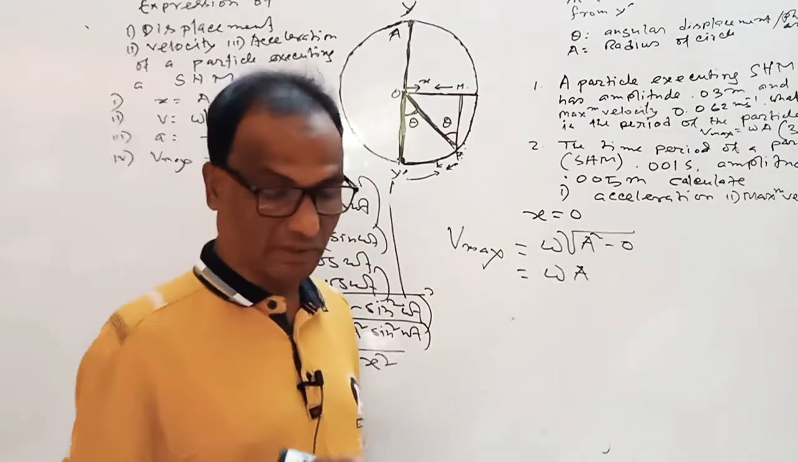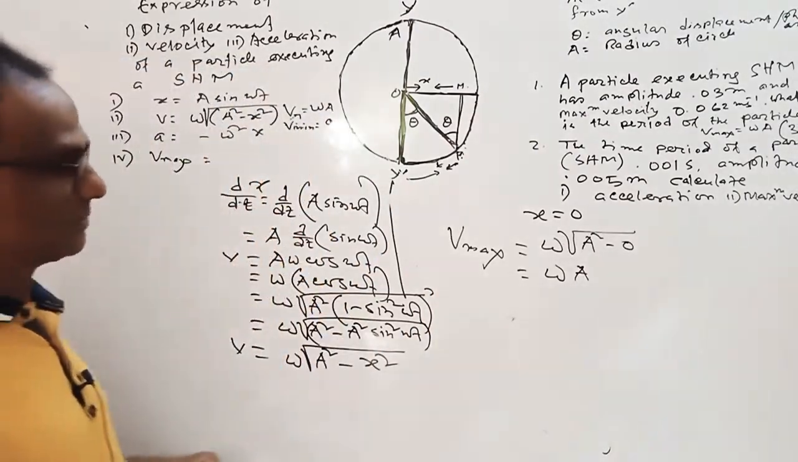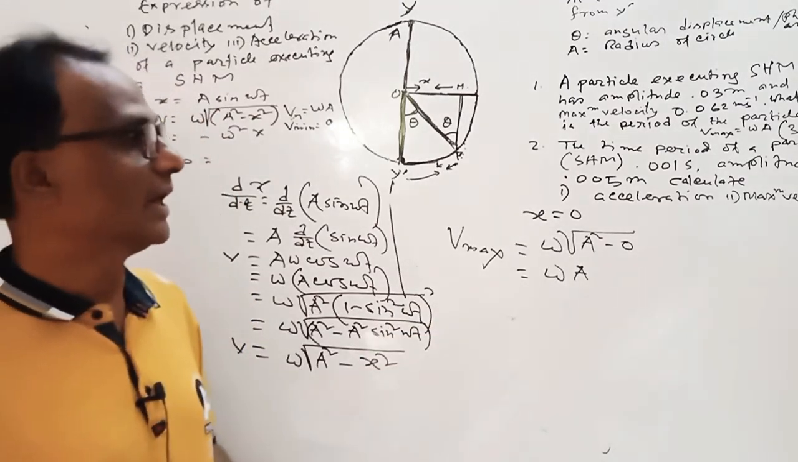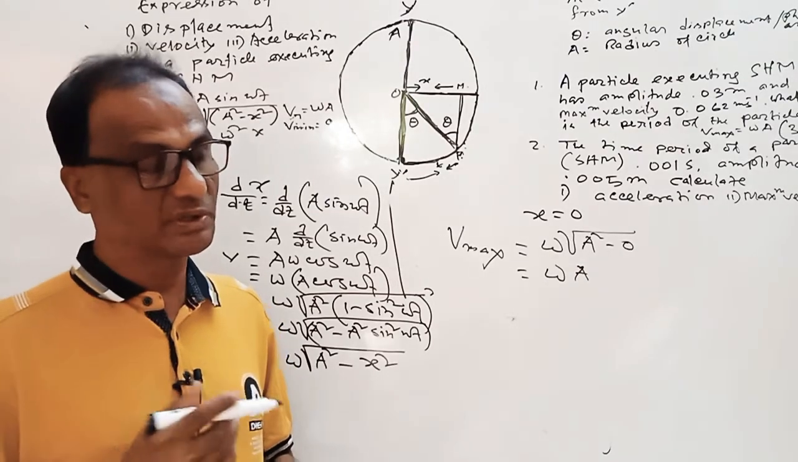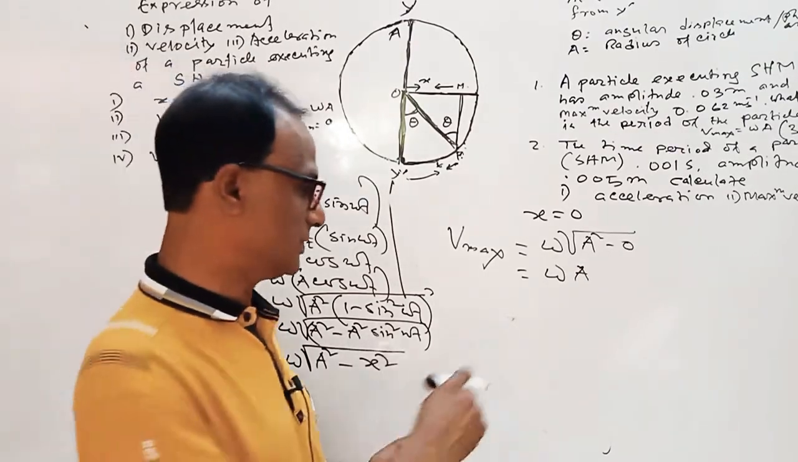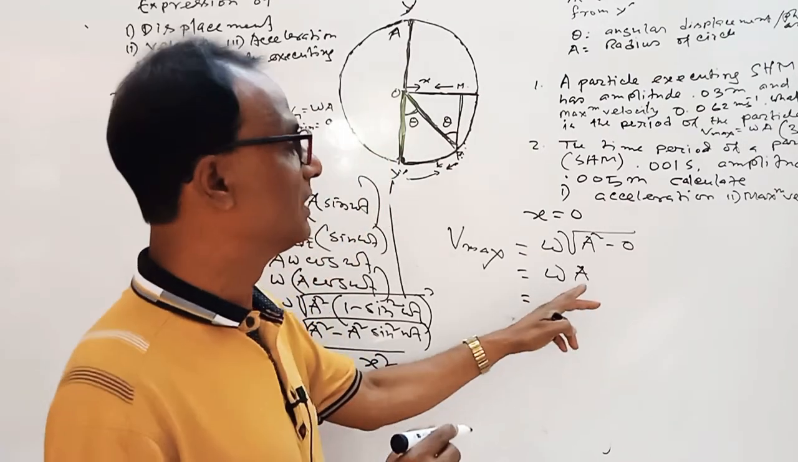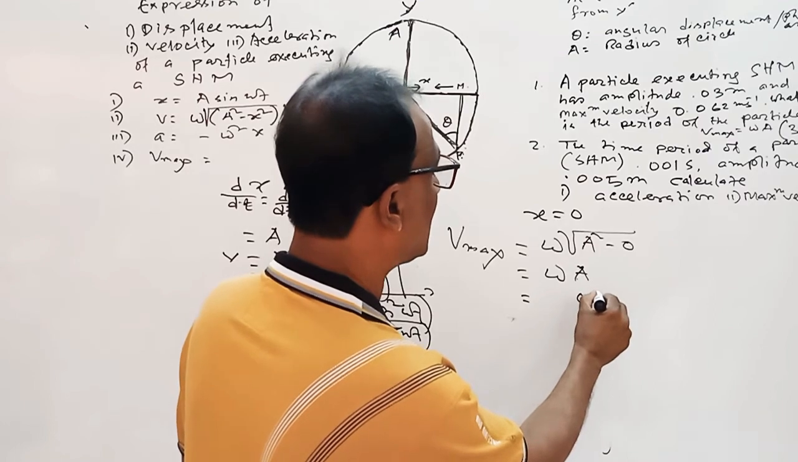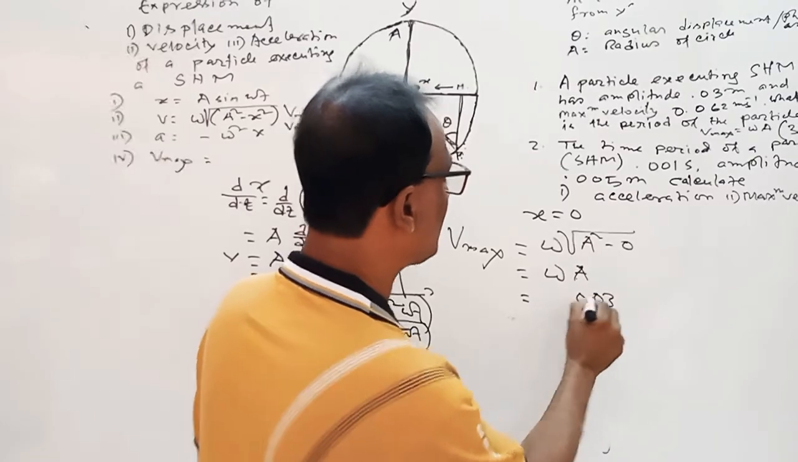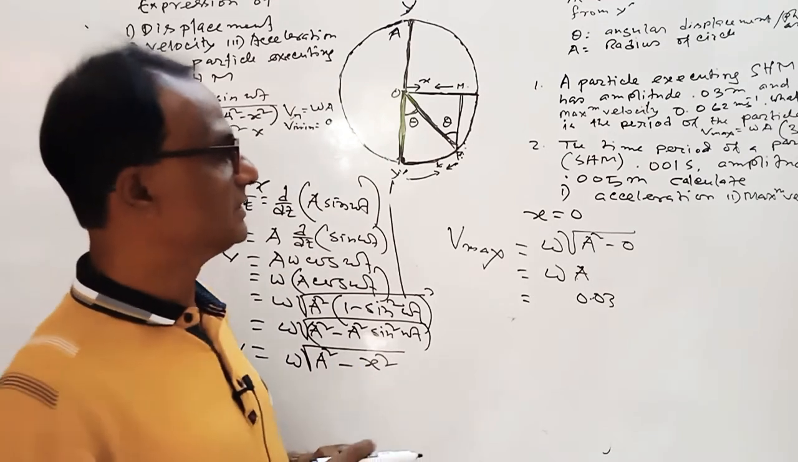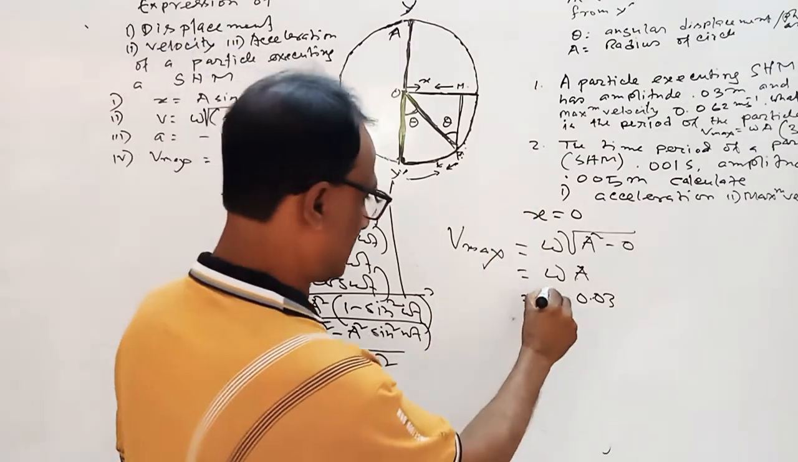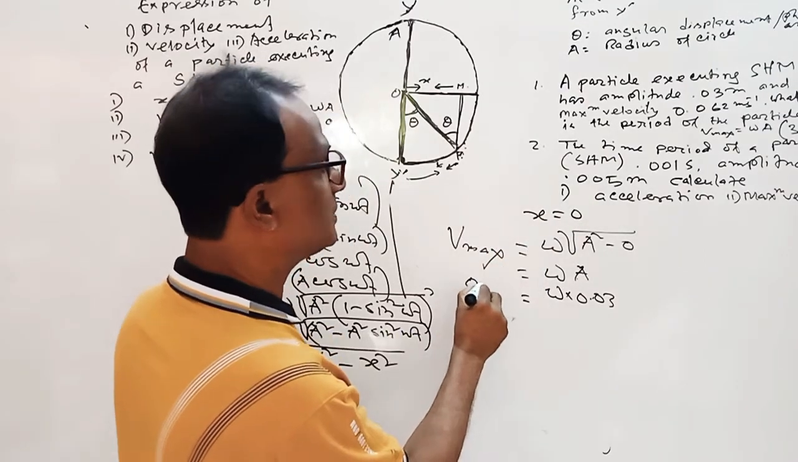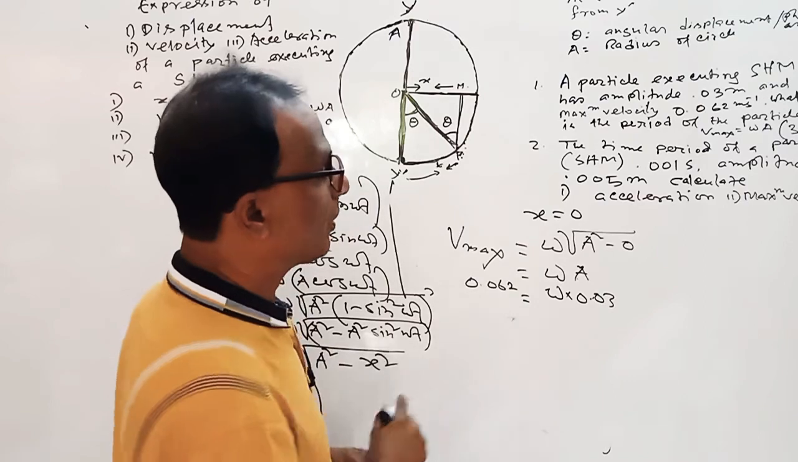Now I'd like to solve a mathematical problem: a particle executing simple harmonic motion has amplitude 0.03, and the maximum velocity is 0.062.